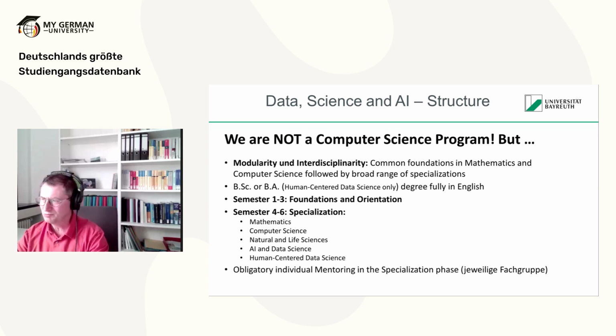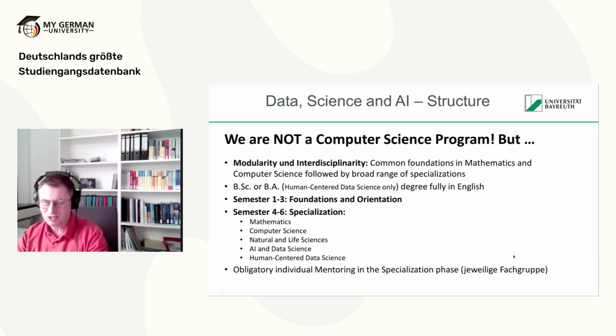We are not a computer science program, even though this webinar is a computer science webinar. We are an interdisciplinary program, but we have lots of computer science in our program. The program is built of a common foundation in mathematics and computer science, followed by a broad range of specializations. It's a fully English taught program. There are some optional classes you can take in German, but those classes are not obligatory, so they're optional. So it's possible to fulfill this entire program just using English.